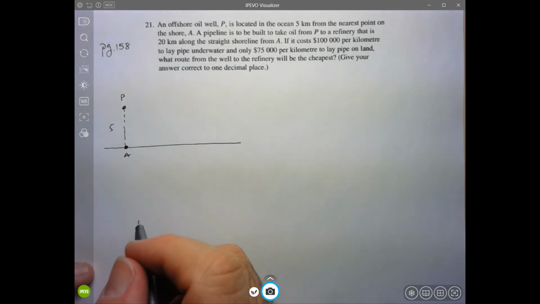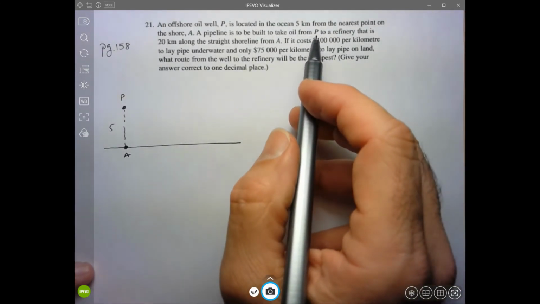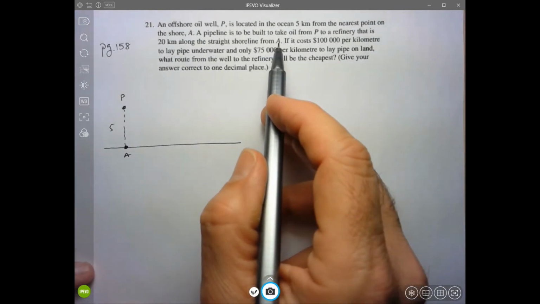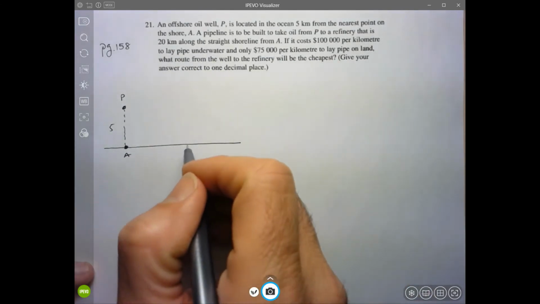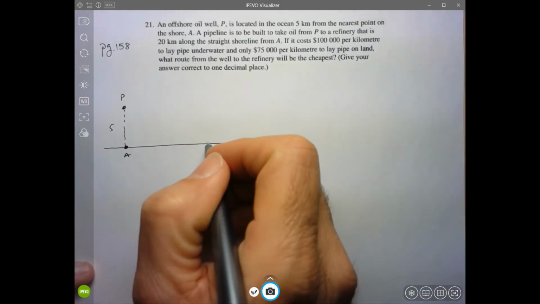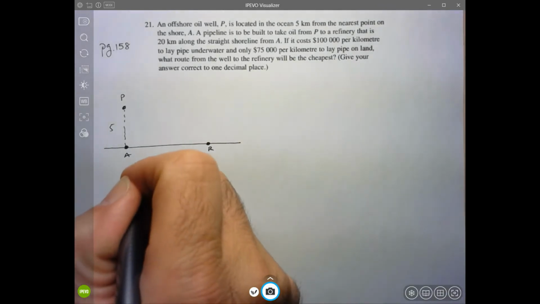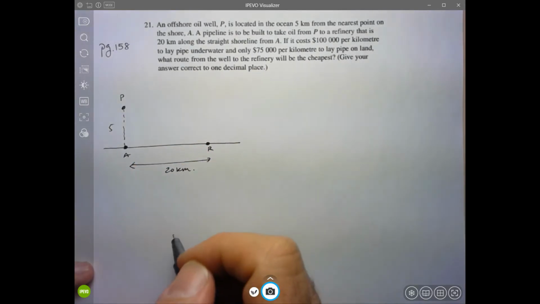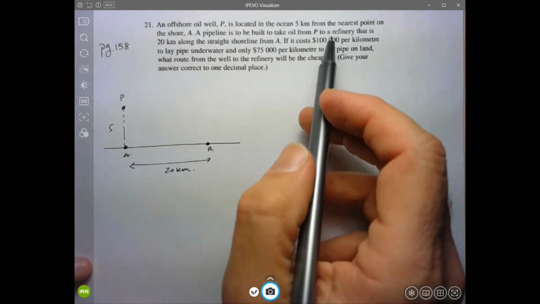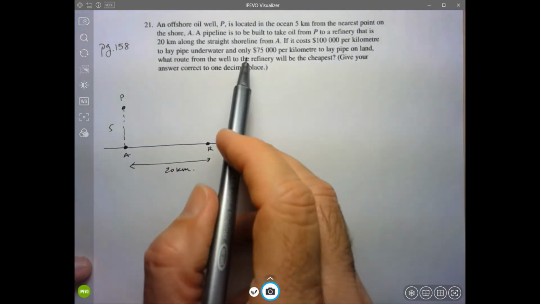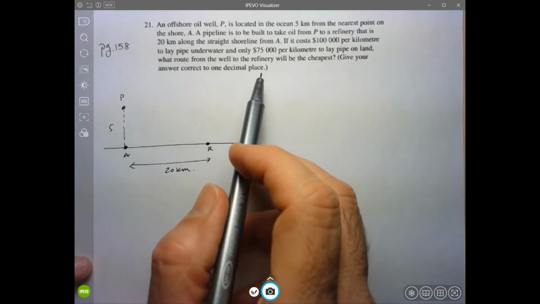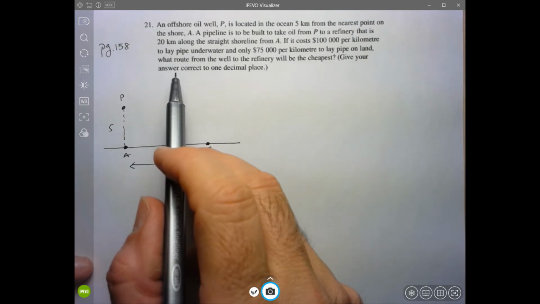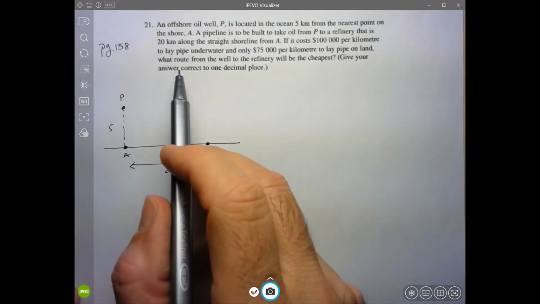It says a pipeline is to be built to take the oil from P to a refinery that is 20 kilometers along the straight shoreline from A. All right, so again, we'll assume a straight shoreline here, and we'll say that's the refinery, and this is 20 kilometers away. And then they tell us that it costs $100,000 to lay pipe underwater, but $75,000 on land. And they want to know what route we should take in building this pipeline so that it costs the least amount of money.